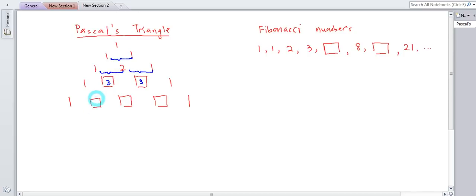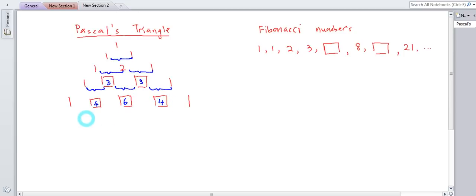Okay, how to get this number? Very easy. 1 plus 3, you get 4. You see, always start with 1 and end with 1, right? Every row, same thing, 1, 1, 1, 1. Okay, so how to get this number? 3 plus 3, you get 6. Okay, then this number, 3 plus 1, you get 4.